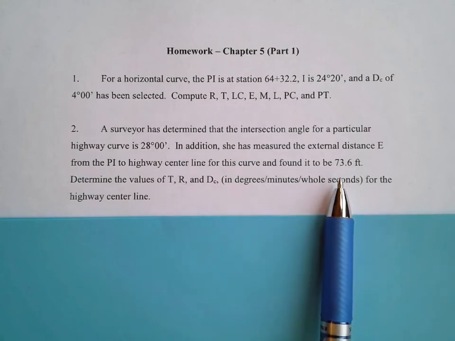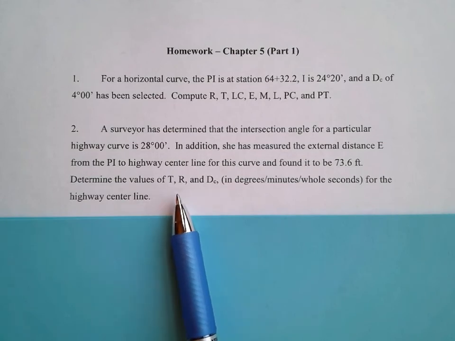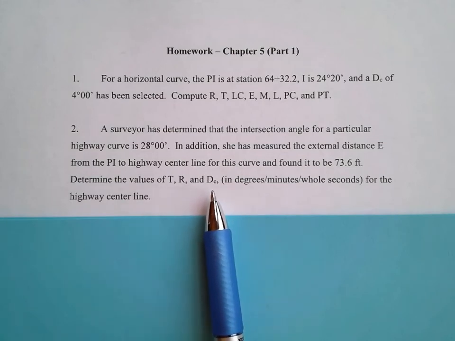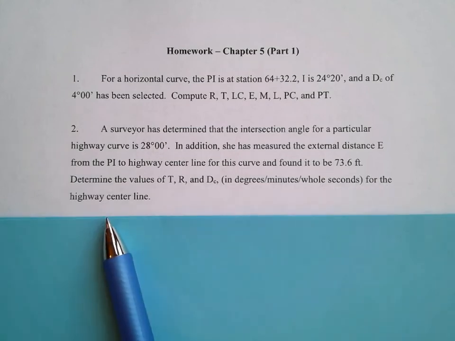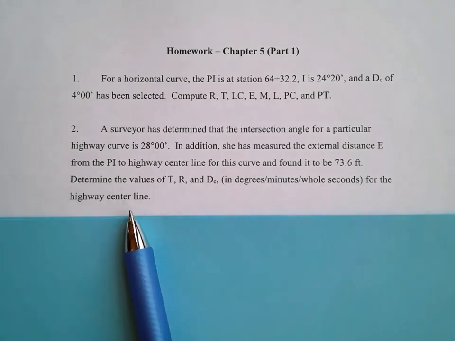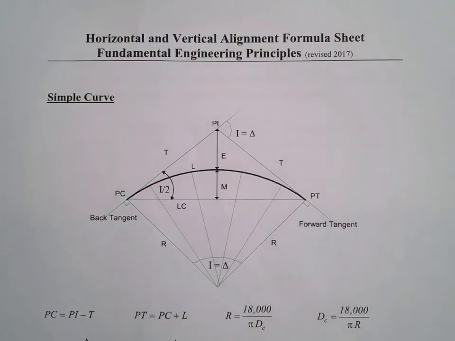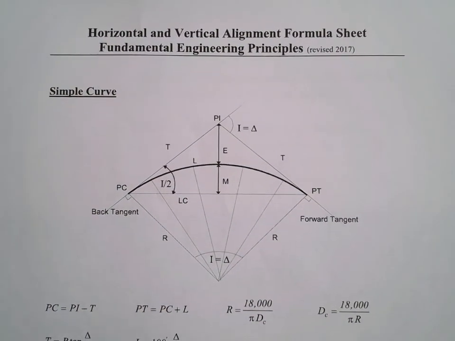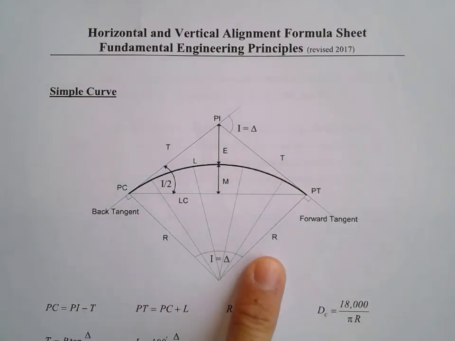So we're tasked to find 3 values: the tangent value, T, radius, R, and the degree of curvature, D sub C, in degrees, minutes, and whole seconds for the highway center line. So before starting on this problem, let's remember what all of these abbreviations are. A good place to look for that is your highway formula sheet for horizontal and vertical alignment. At the top there, you've got this drawing for the simple curve.